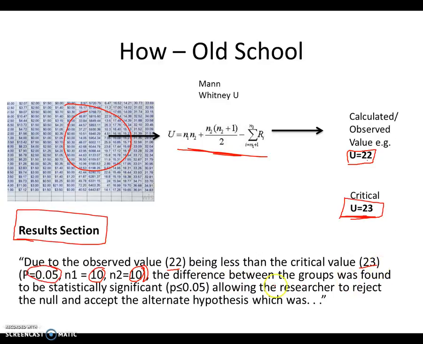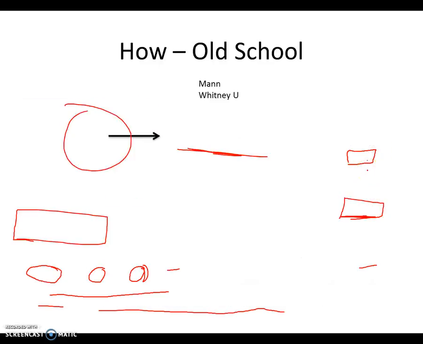This means the difference between the groups was found to be statistically significant at the p is equal to or less than 0.05 level, allowing the researcher to reject the null and accept the alternate hypothesis, which was, and you restate your accepted hypothesis.